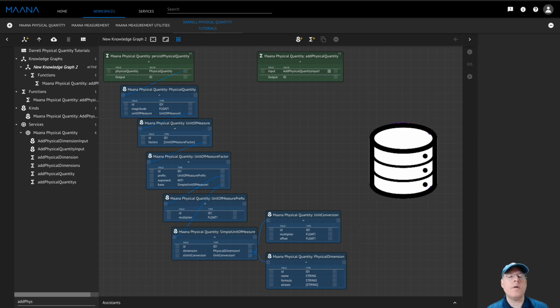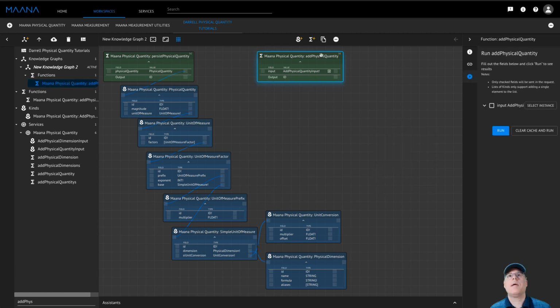This is useful when we're saving a physical quantity that may contain units of measure or physical dimensions that are the result of a calculation, and we may not have encountered them before. This ensures that they're stored at the same time that the physical quantity is, and that they're available for us to retrieve when we retrieve the physical quantity.